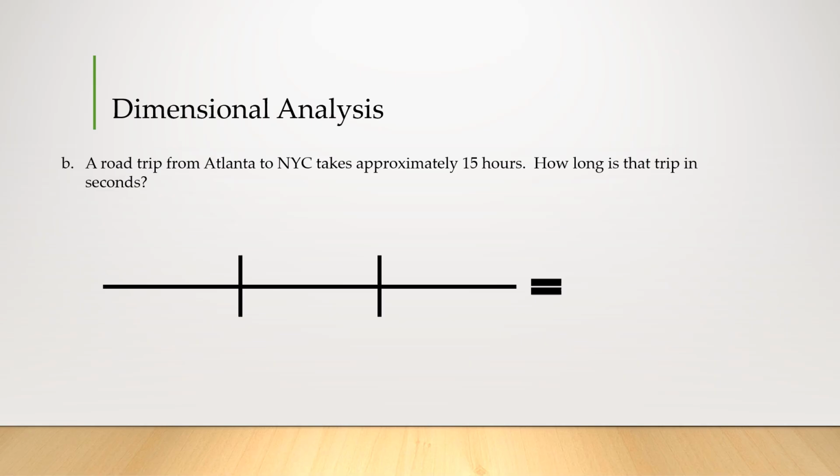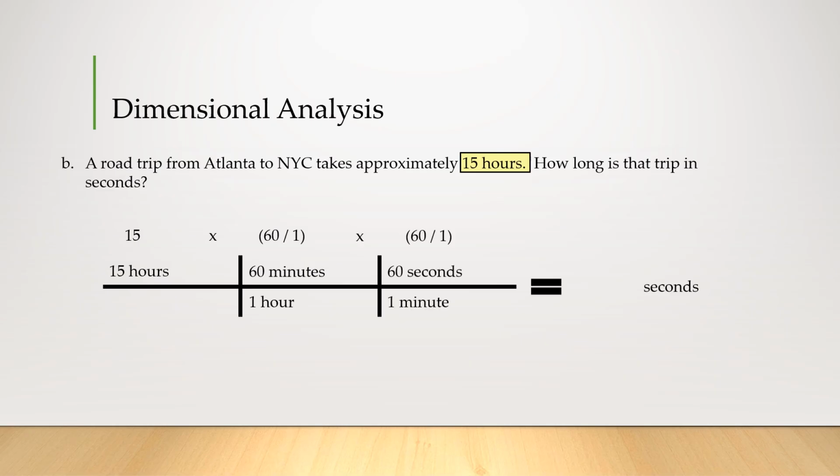Item B. A road trip from Atlanta to New York City takes approximately 15 hours. How long would that trip be in seconds? Here we're converting 15 hours into seconds. First, we convert hours to minutes by multiplying 15 by 60 over 1. Then we convert from minutes to seconds by multiplying by 60 over 1 yet again. The units above the line cancel with those below the line. The remaining unit is that of our answer, so that drive takes 54,000 seconds.